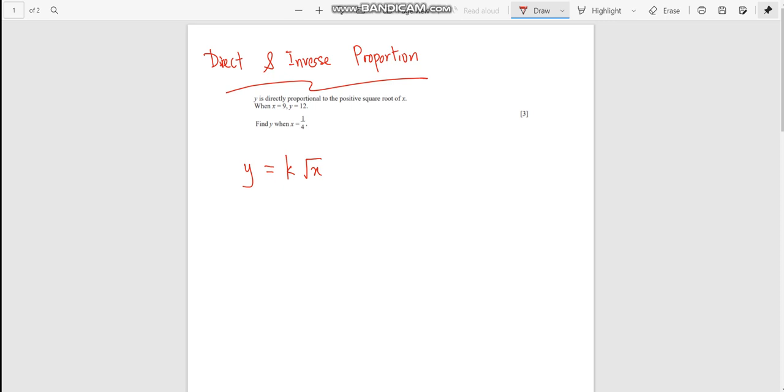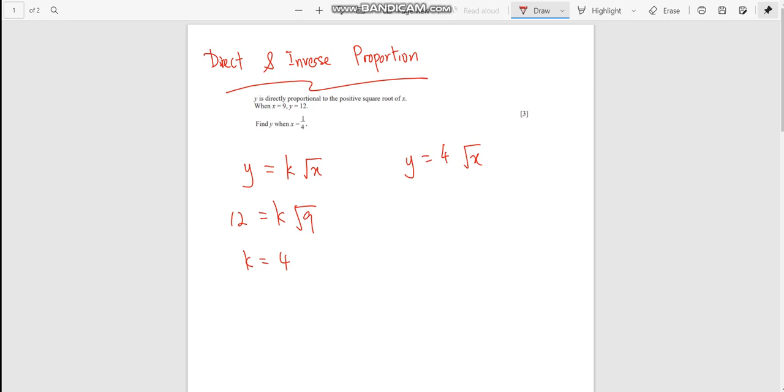So after that, you sub in the values they give, the 9 and the 12. So you get 12 equals k square root 9, in order to find k, the constant value. So I will get my k equals 12 divided by 3, which equals 4. And then we rewrite the equation. So y equals 4 square root x. So now we know what the whole equation is already.